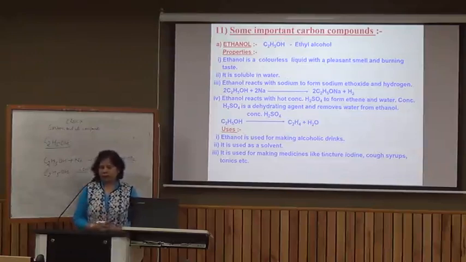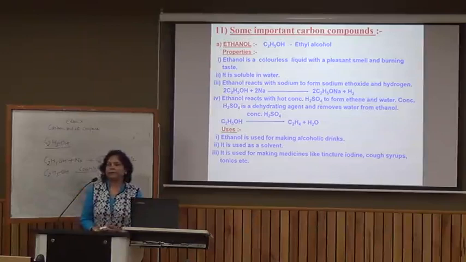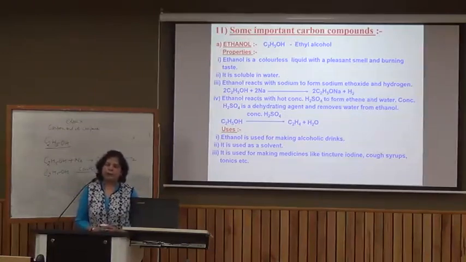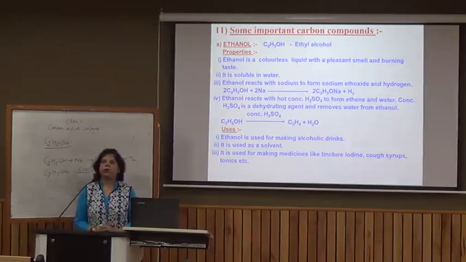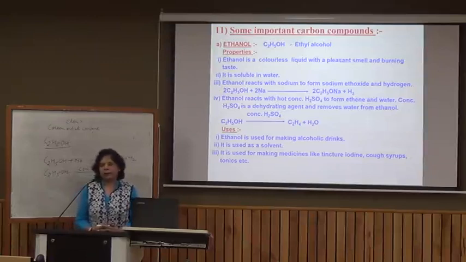Based on its properties, it is used in all types of alcoholic drinks. It is used as a solvent. It is an excellent solvent, and in industries it is supplied as a solvent, but the laborers there misuse it. So that is why it is made poisonous by adding methyl alcohol, which is poisonous, and this we call methylated spirit, which should not be consumed. Then it is also used in medicines. All cough syrups contain alcohol.